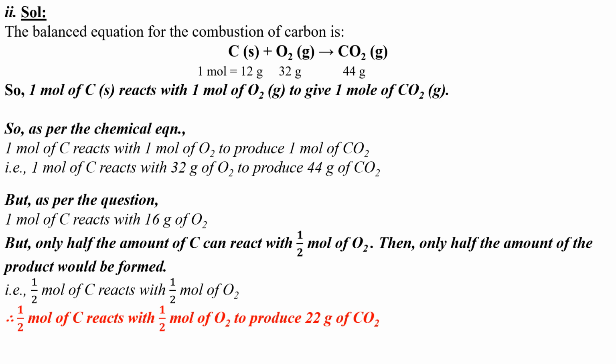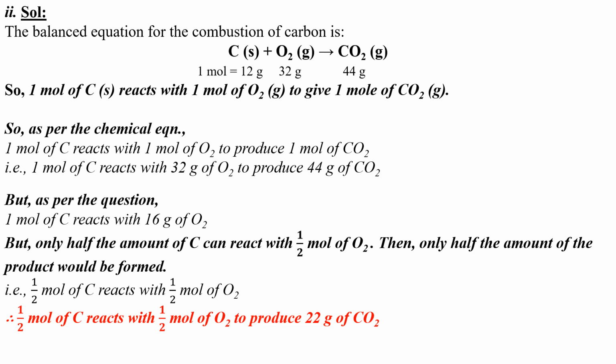1 mole of carbon reacts with 16 grams of oxygen. See, as per the chemical equation, 1 mole of carbon reacts with 1 mole of oxygen to produce 1 mole of carbon dioxide. That means if you write moles in terms of grams, 1 mole of carbon reacts with 32 grams of oxygen to produce 44 grams of carbon dioxide.